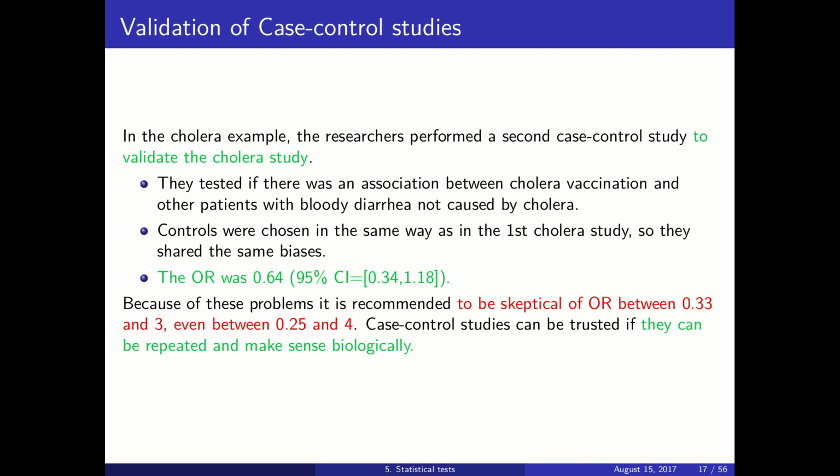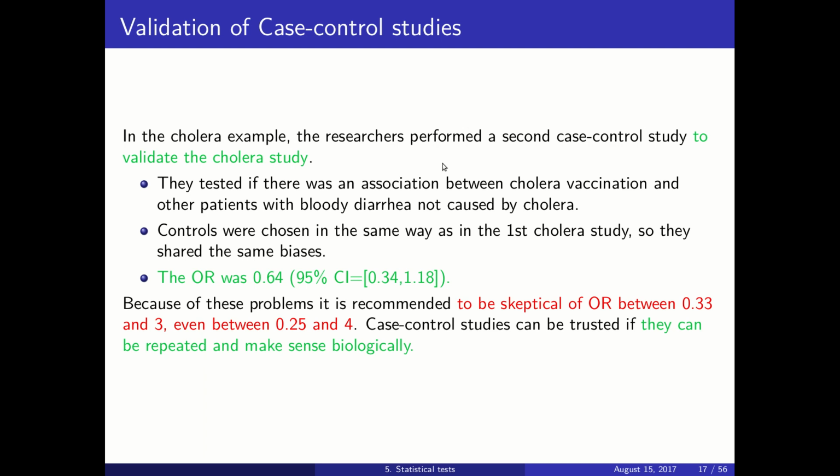caused by cholera. And the controls were chosen in the same way as in the first cholera study, and they had the same kind of bias, and the odds ratio in this case was 0.64, and the 95% confidence interval now included 1. So that means that we cannot reject the hypothesis that both variables, being vaccinated against cholera and having bloody diarrhea not caused by cholera, are totally independent.